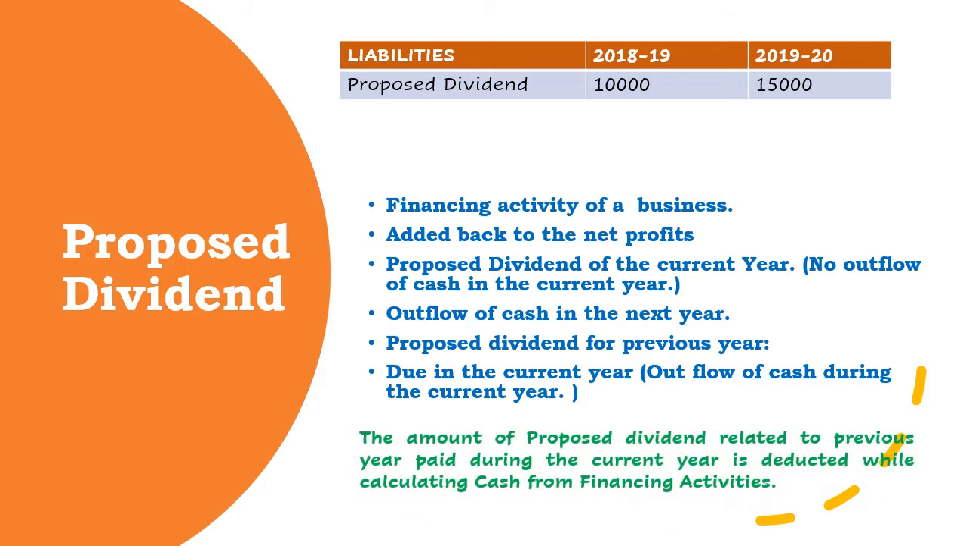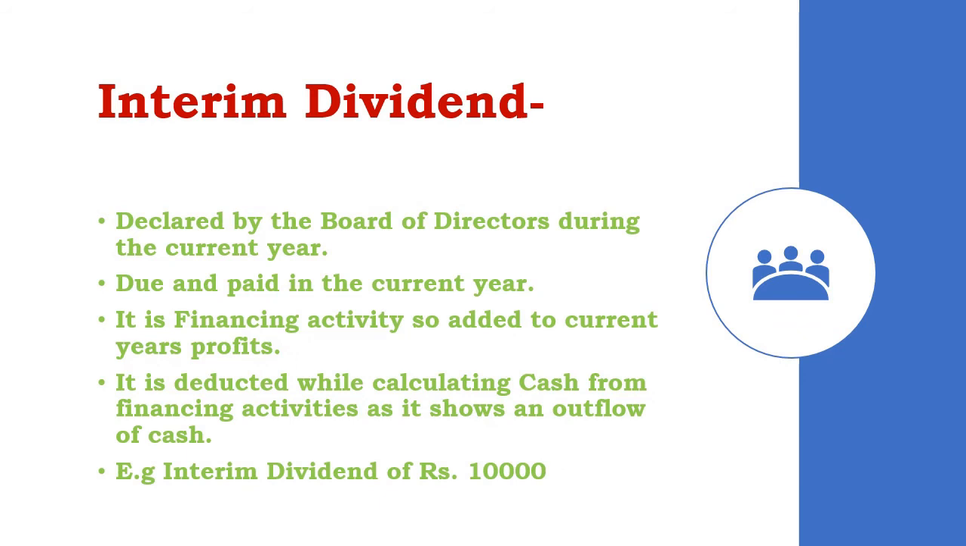Next concept is interim dividend. This is a dividend declared by the board of directors during the current year. This dividend is due and paid in the current year only. This is a financing activity. So whenever the interim dividend is paid, it should be deducted from the cash from financing activity. For example, if an interim dividend of rupees 10,000 is given, then this 10,000 should be added back to the net profit. At the same time, it should be deducted from the cash from financing activities.